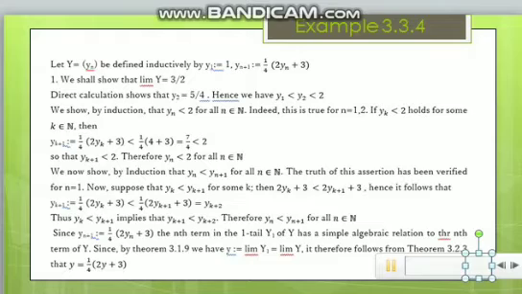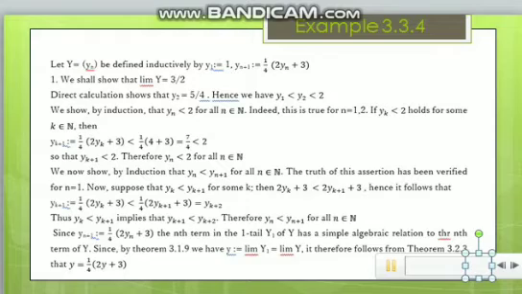So that y_{k+1} < 2, therefore y_n < 2 for all n ∈ ℕ. We now show by induction that y_n < y_{n+1} for all n ∈ ℕ. The truth of this assertion has been verified for n = 1.